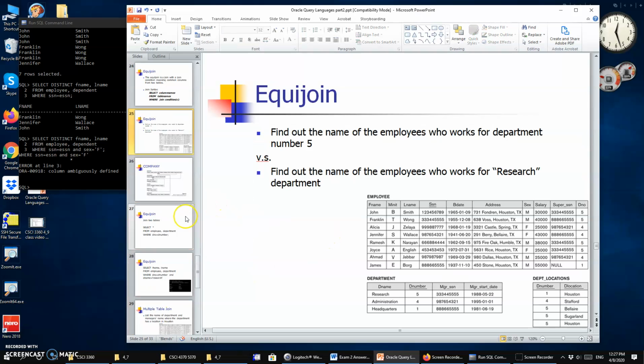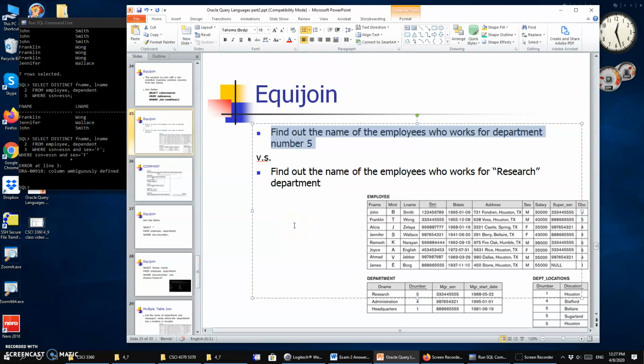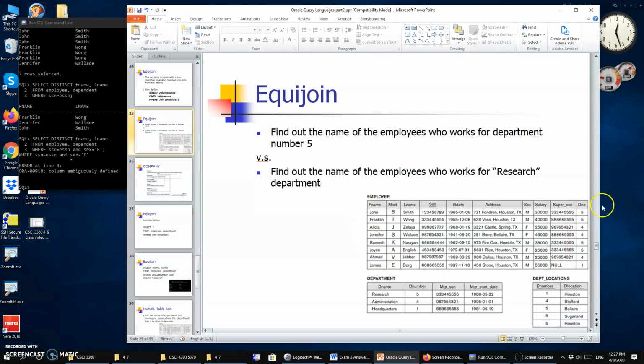So the equal join can be looked at through another example. Now I want you guys to see this. In the previous class, I gave you an assignment with this one: find the name of employees who work for department number 5. You can see that for this question, it's actually super easy. If we simply look into the employee table, we know there is a department number over here. Because the employee works for department number 5, you can simply do select first name, last name from employee where DNO equals to 5, because you do have that information in the employee table.